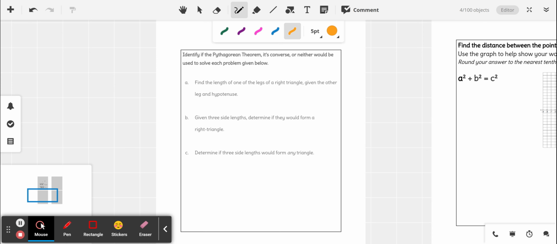So if we think about a right triangle, we have the length of our leg and we have the length of our hypotenuse. Which formula would we use? I hope you all thought of the Pythagorean theorem. Sorry for my janky handwriting.